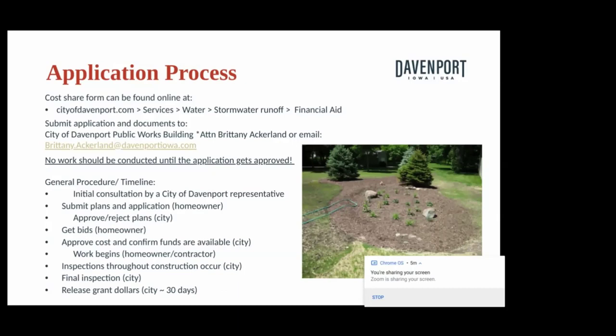Then the homeowner will get bids after we've approved and we're all on the same page with the plan. Get some bids. We like to see at least two, usually three bids from various contractors, just to have a variety and talk to some other people.